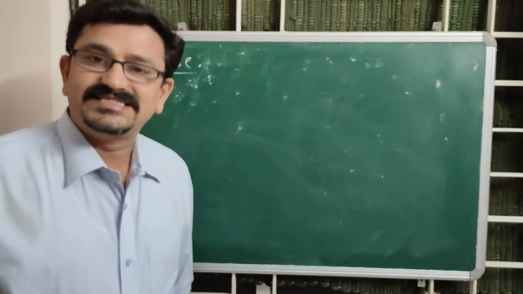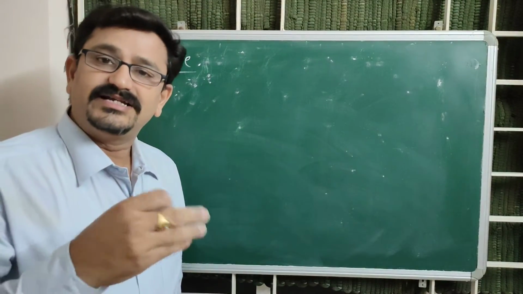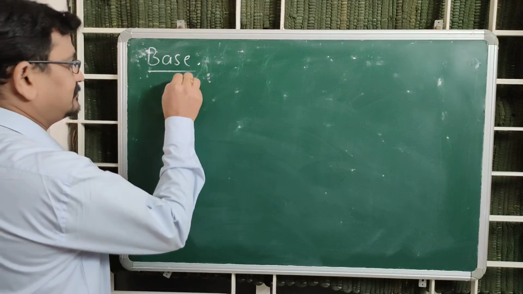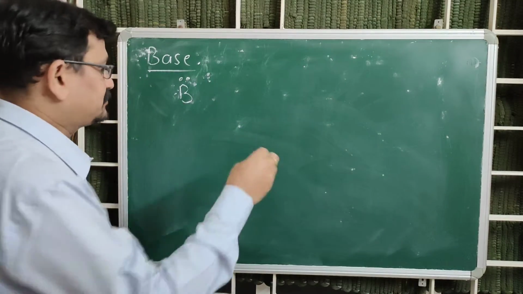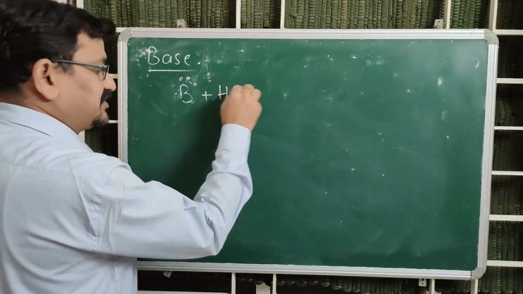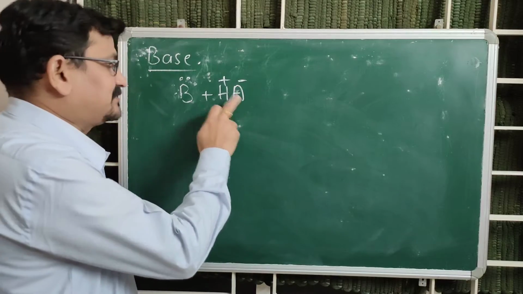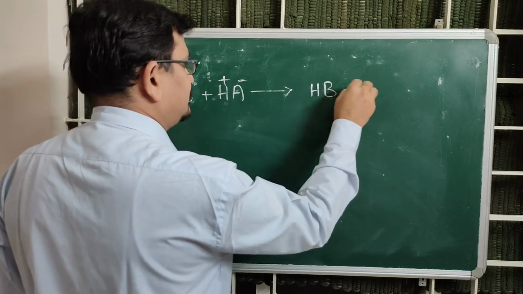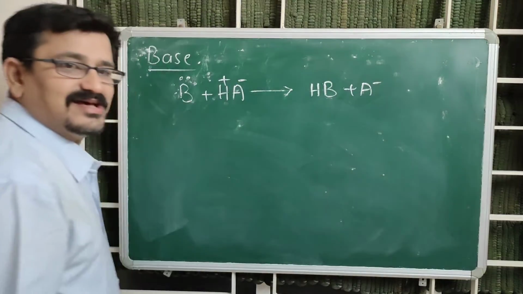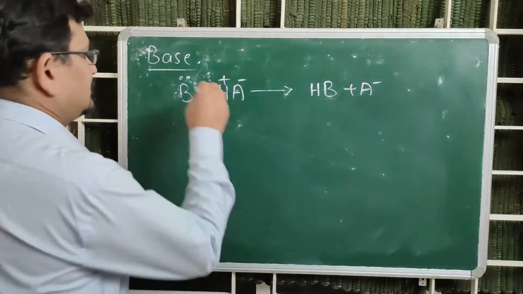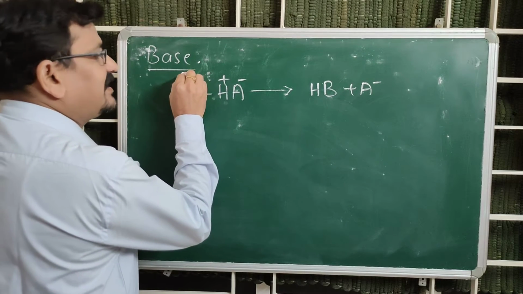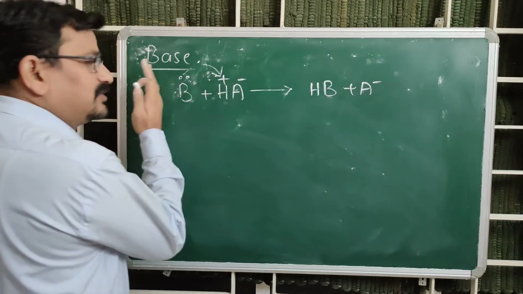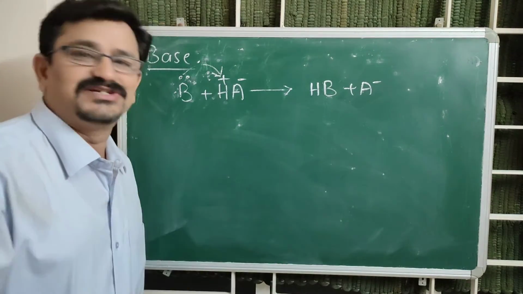As per Lewis' theory of acids and bases, a base is the one that donates an electron pair to form a dative bond. Consider a substance B having a lone pair of electrons for donation, which is reacting with an acid HA, meaning an acidic substance that can generate a proton, to give the product HB along with A minus. Now in this reaction we can observe that this substance B is donating its electron pair to this proton and removing it out of HA. That's the definition of a base.